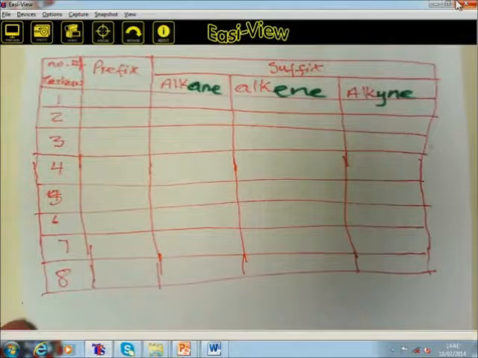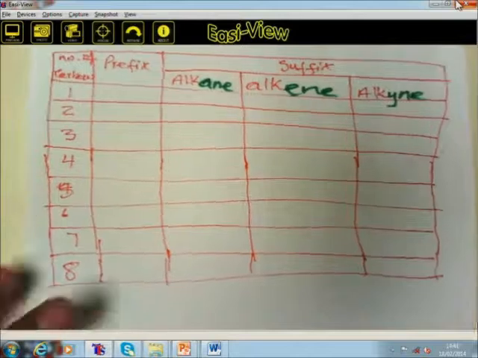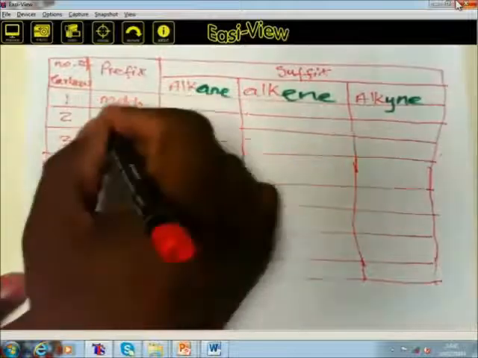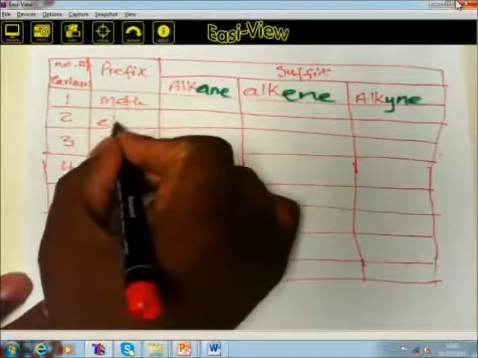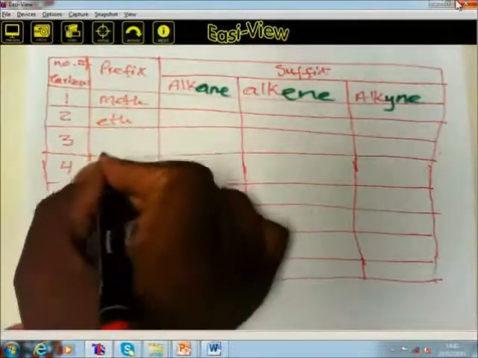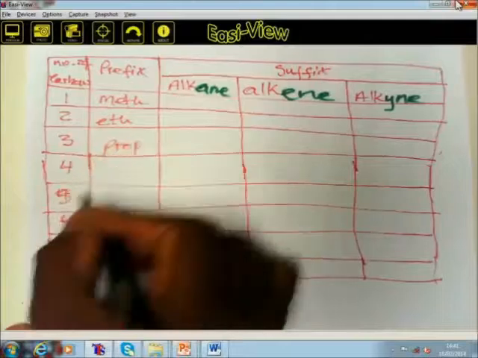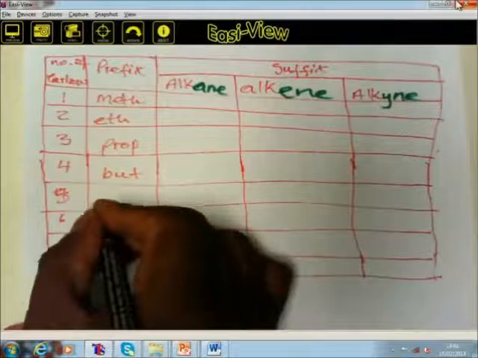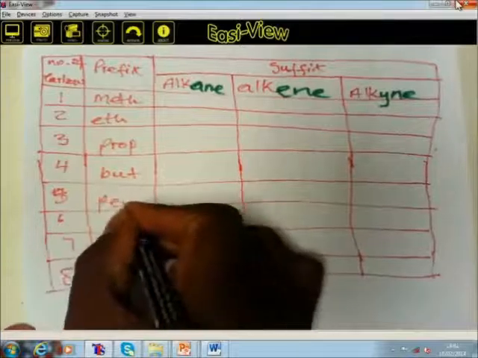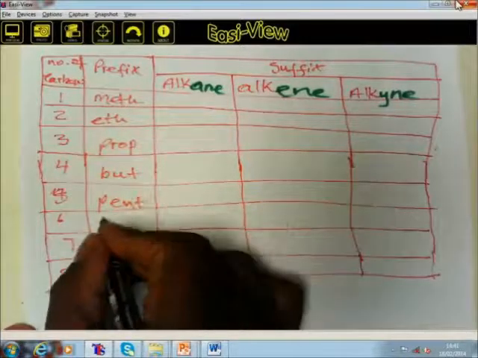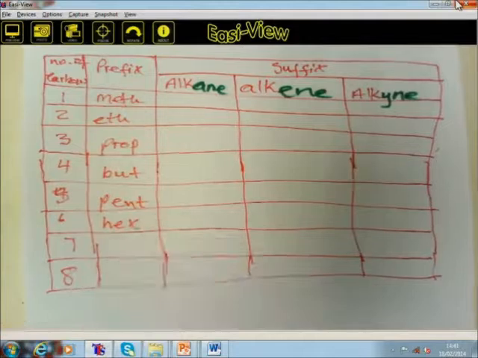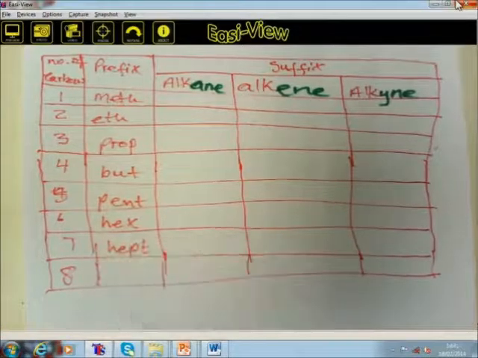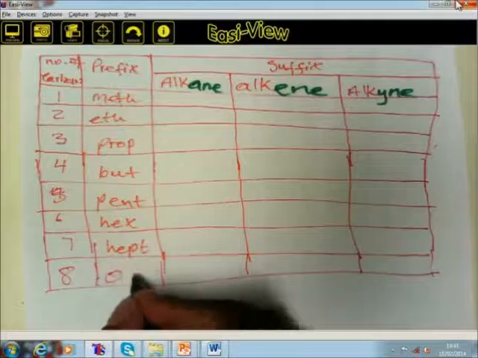So the prefix for 1 carbon, we'll call it meth, and then this one is eth. 3 carbons is prop. 4 carbons is but. 5 carbons is pent, like pentagon. 6 carbons is hex, like hexagon. 7 carbons is hept, and then the 8 carbons is oct, like October.